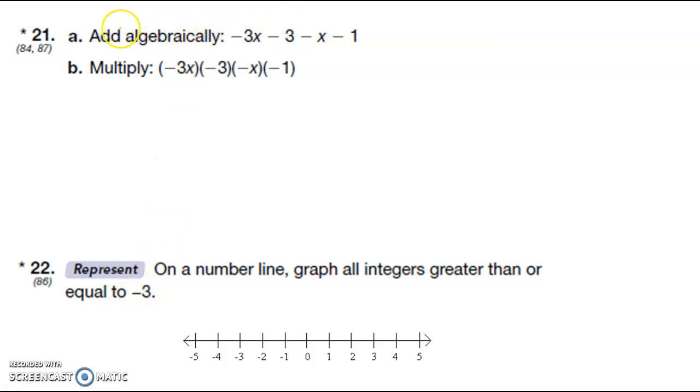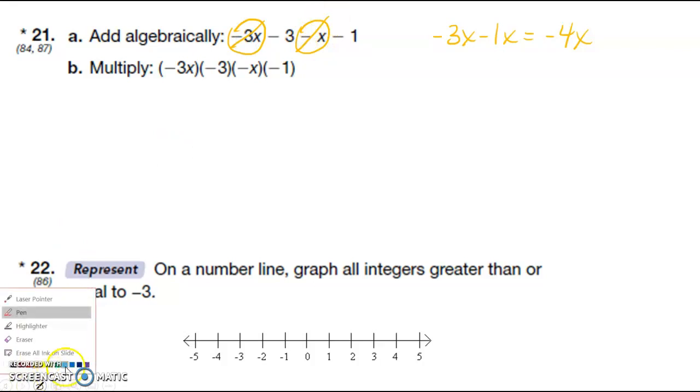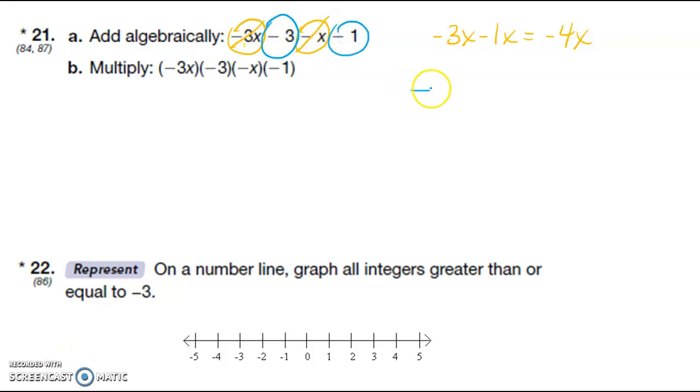Okay. Add algebraically. So let's see. We have negative 3x and negative 1x. So negative 3x minus 1x is equal to negative 4x. And then we have negative 3 minus 1 is equal to negative 4. So our answer is going to be negative 4x minus 4. And this is A.